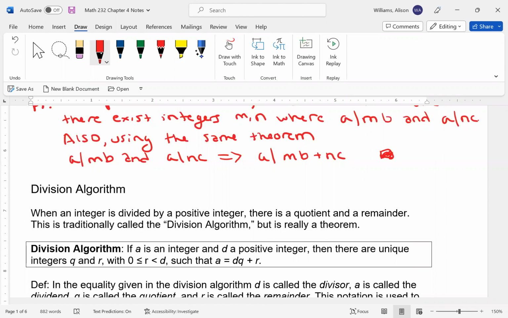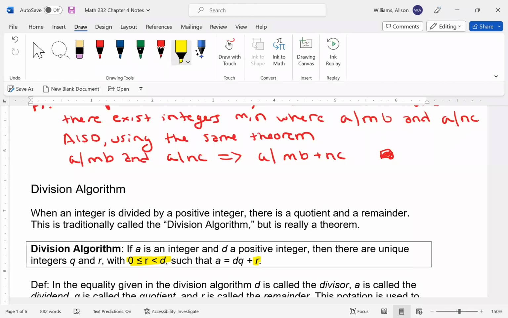Then there are unique integers q and r, where r is between 0 and d. So remember, r is going to be our remainder over here. As you can see, it's a equals dq plus r. So the idea is we can write a number in the form of something we've divided by plus a remainder.